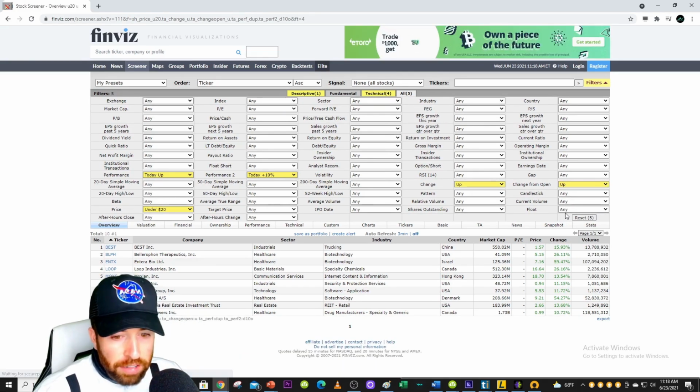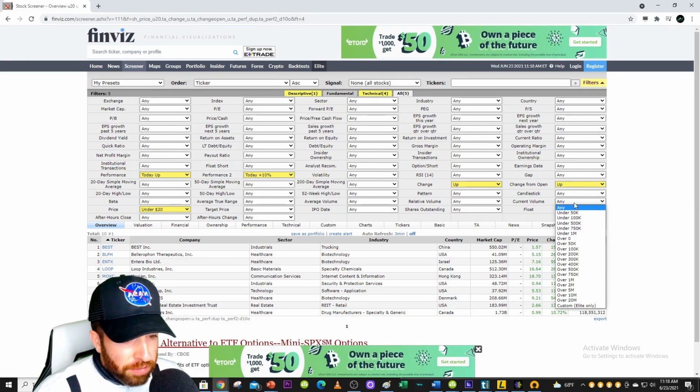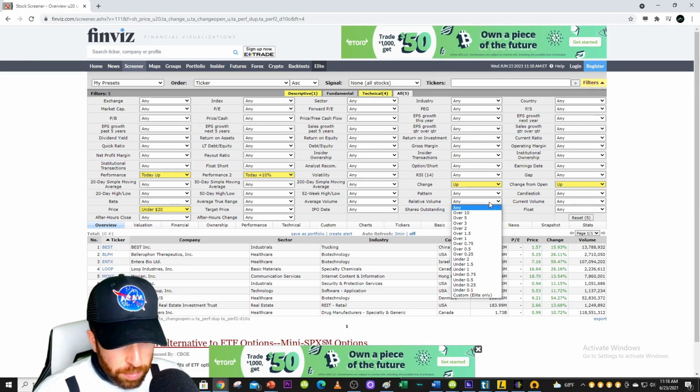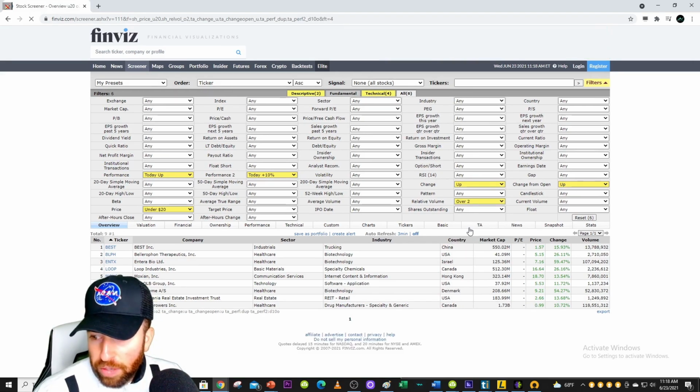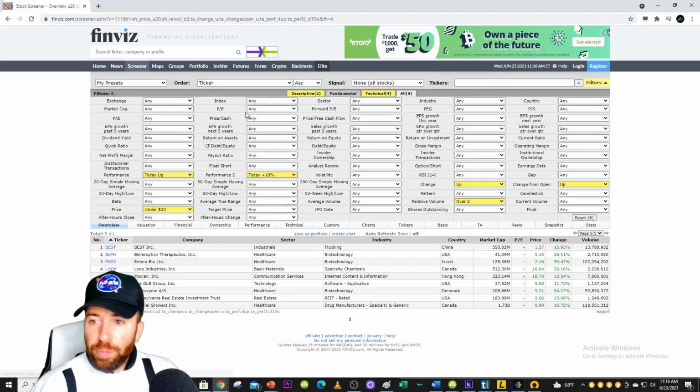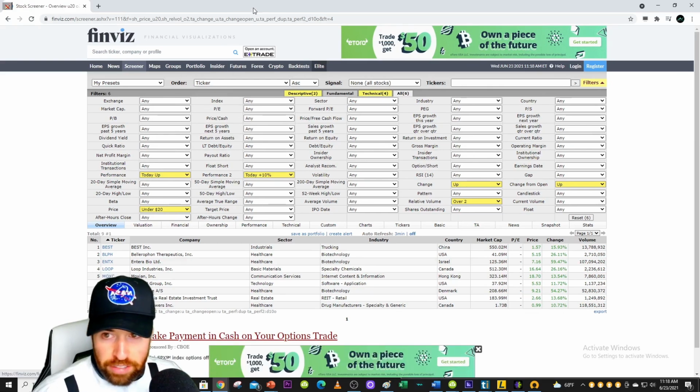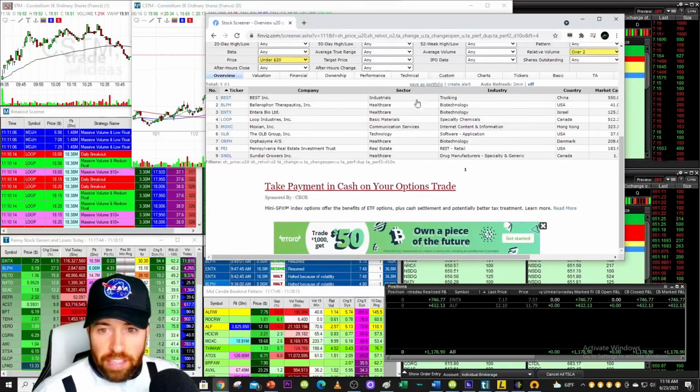Current volume. And again, you could do current volume. I like to do relative volume. So again, relative volume is going to be like 2 times its average volume. Let's go to, again, 2. So these are all plays that should be, again, I haven't looked at any of them yet. These should all be plays that should be moving themselves on up.